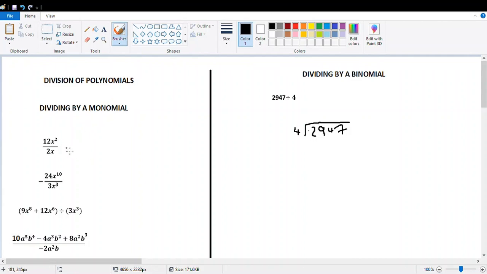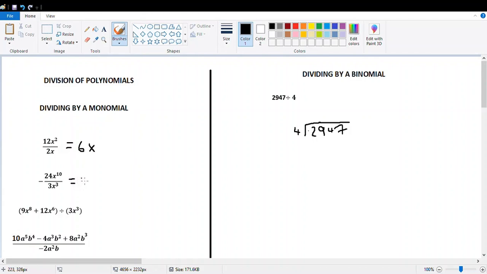12 divided by 2, because they are the coefficients, is 6, and x squared divided by x is x, because we have to keep the same base and subtract the exponent. In this case 2 minus 1 is 1. Answer is 6x.